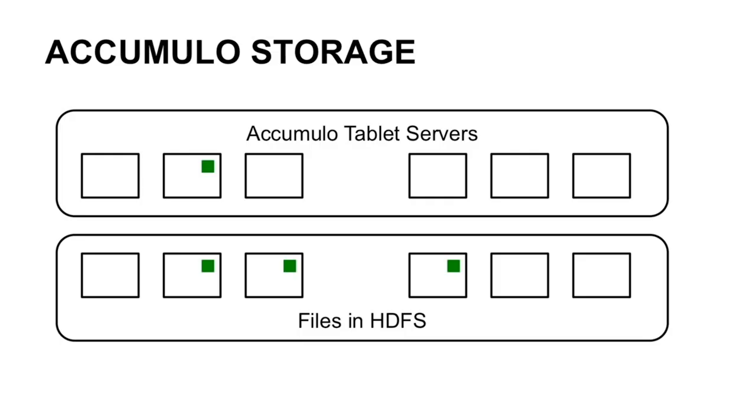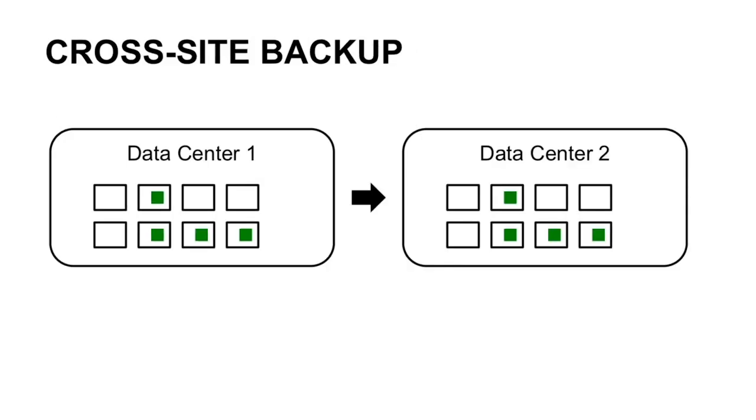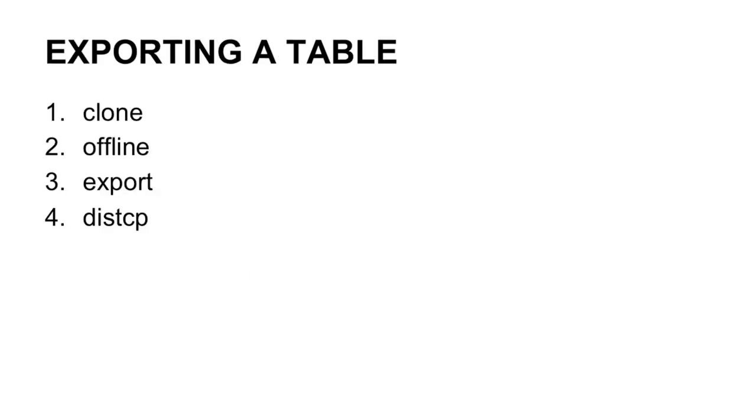However, many continuity of operation plans require making offsite backups in the case of data center catastrophes like a fire or a flood. Accumulo provides a mechanism for exporting tables that can be used to move data offsite or between clusters for other purposes. There are a few operations involved in exporting a table. We'll do all of these in the shell.